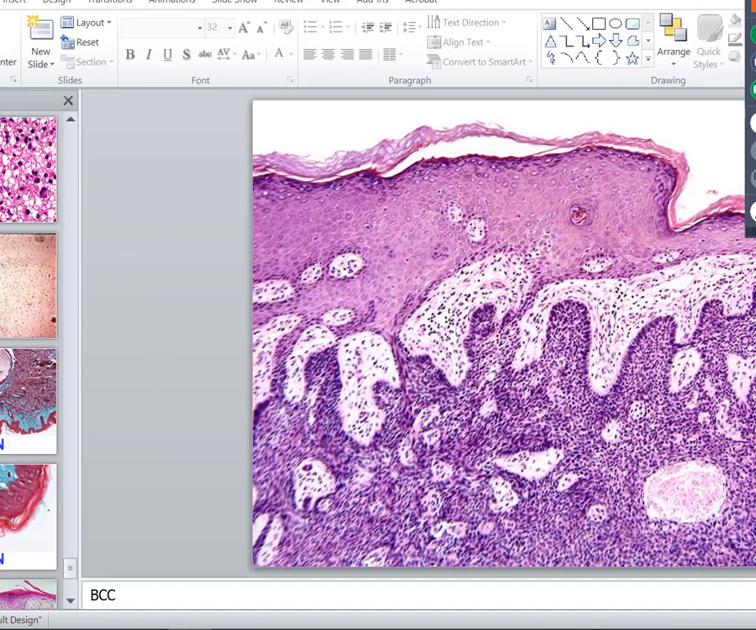Whoops, how do I get rid of this stupid thing?